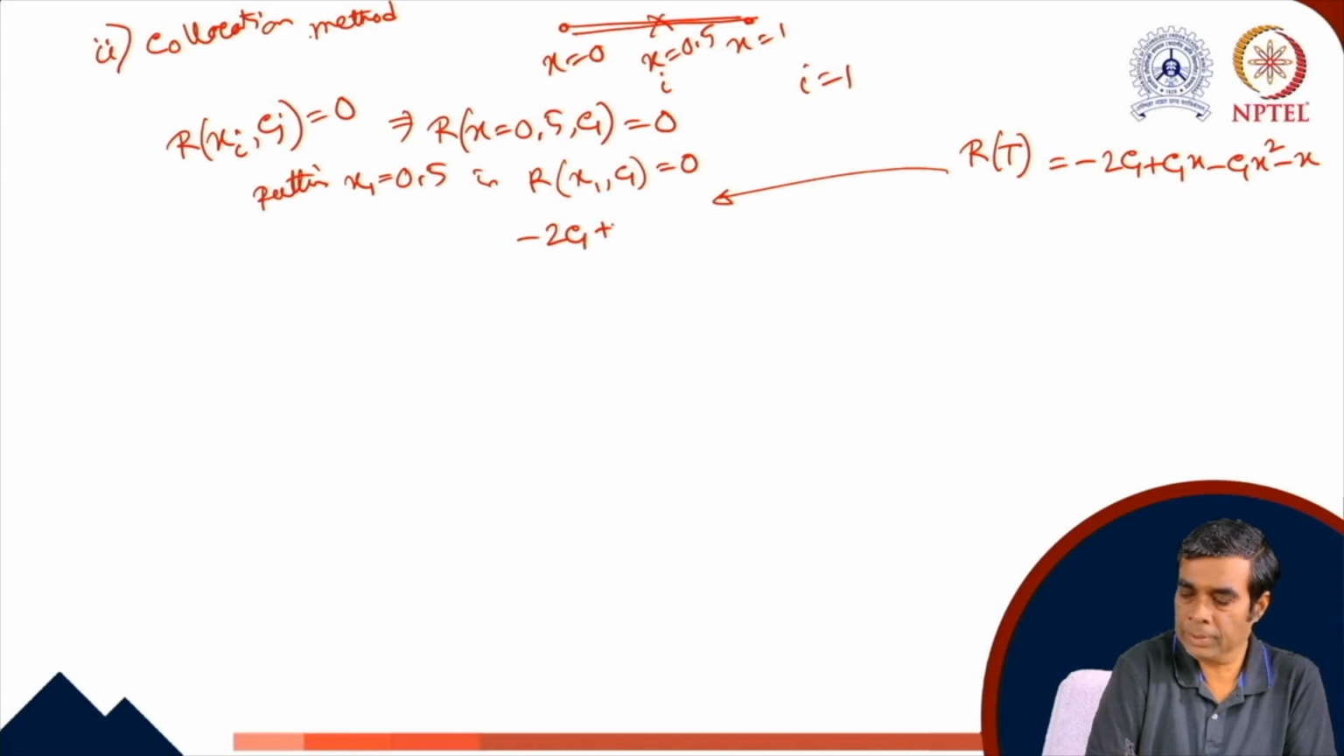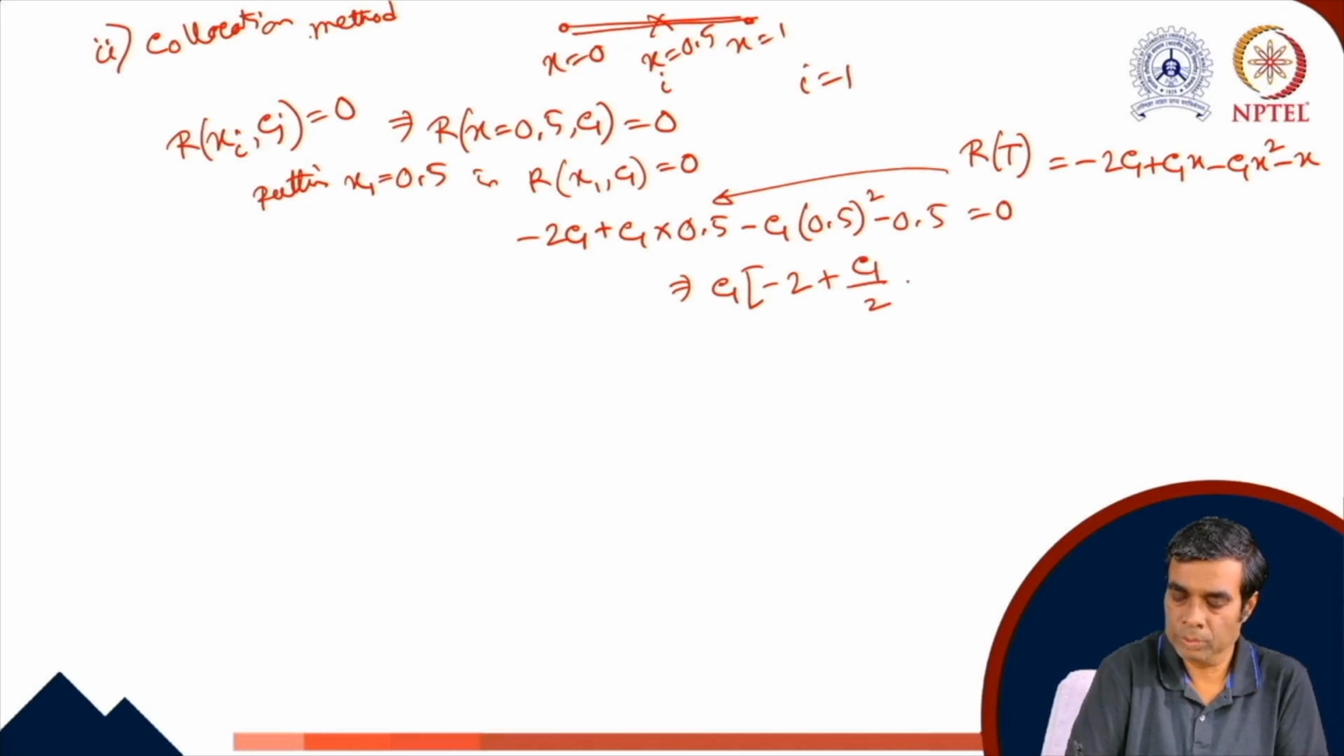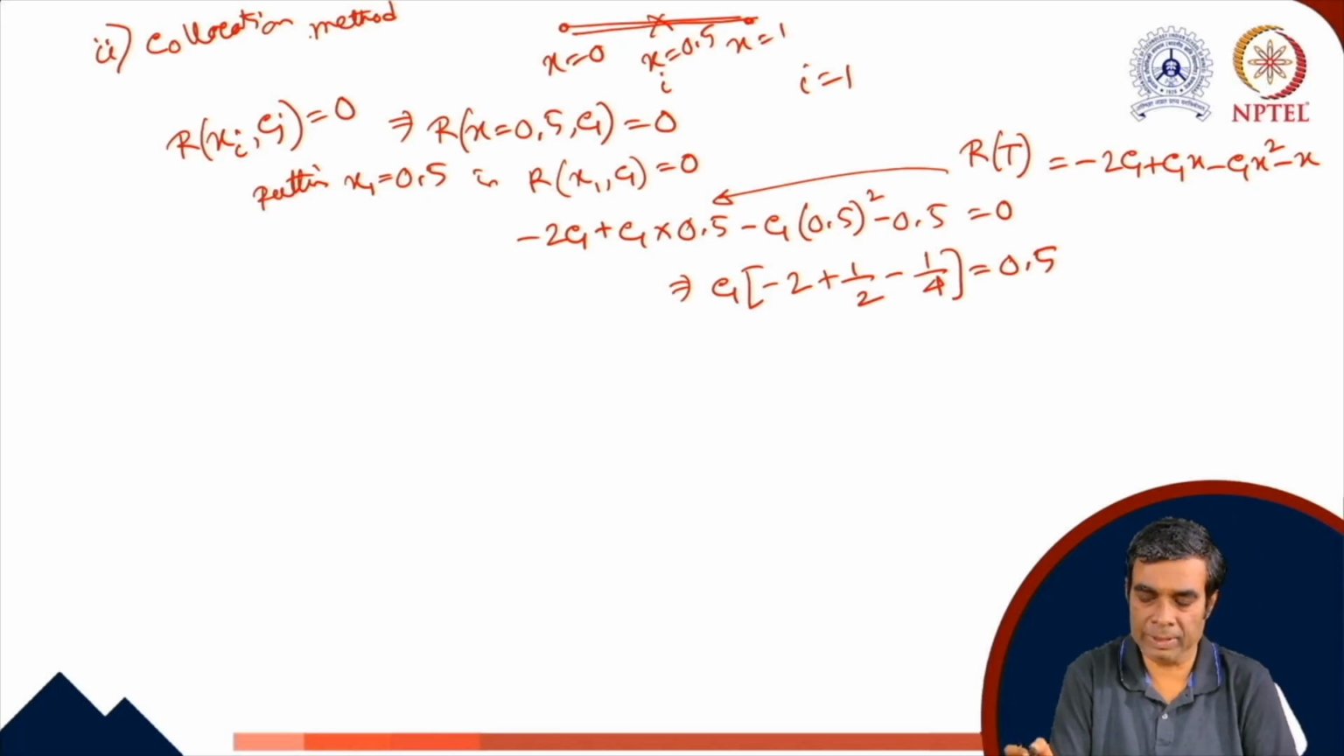minus 2c1 plus c1 into 0.5 minus c1 into 0.5 whole square minus 0.5 equals 0. It means that we are getting here c1 into minus 2 plus 1 by 2 minus 1 by 4 equals 0.5. Make a small correction here. So this algebraic equation will give us the value of this coefficient.